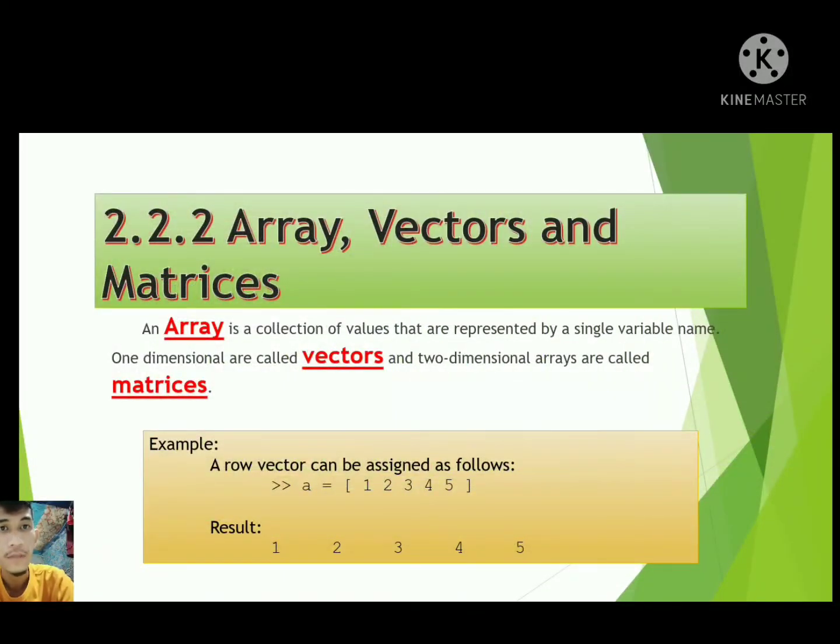Arrays, vectors, and matrices. An array is a collection of values that are represented by a single variable name. One-dimensional arrays are called vectors, and two-dimensional arrays are called matrices. Example, a row vector can be assigned as follows. So these are the examples, and the result is here also.